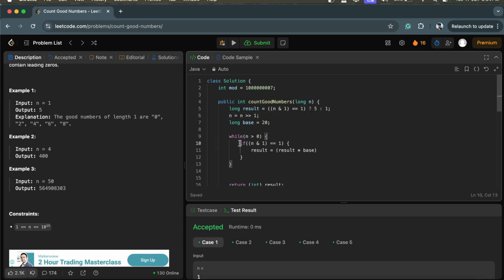So again we will enter directly into this if condition, and base is 20, so 20 multiplied by whatever result we have, 5, is what we will multiply. Okay, that was the pretty much clear idea.